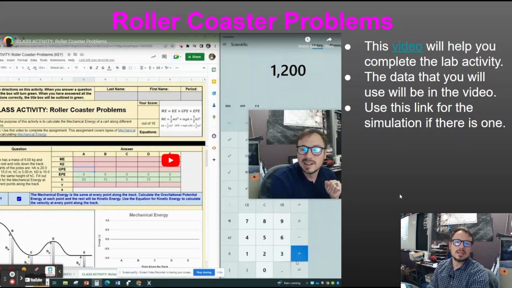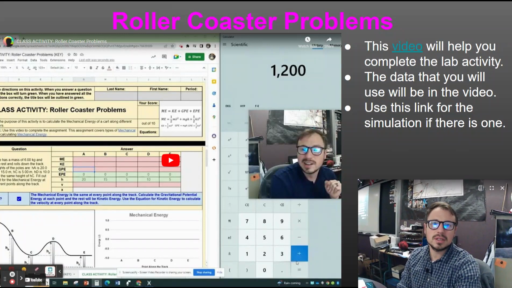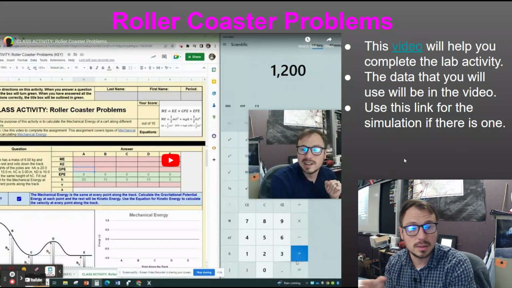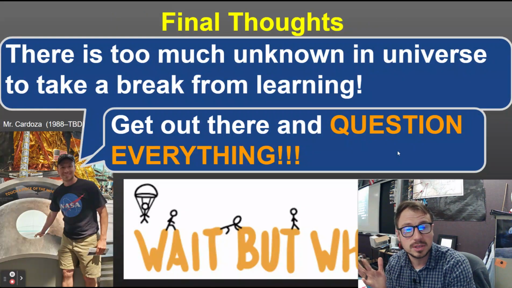So now we did this class activity where we did some problems where we calculated the same thing that we just did in those 2 problems. We did them with several other problems.